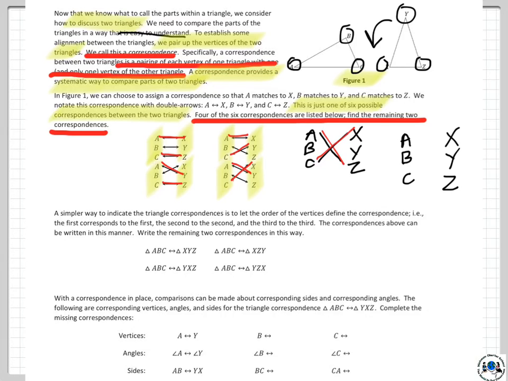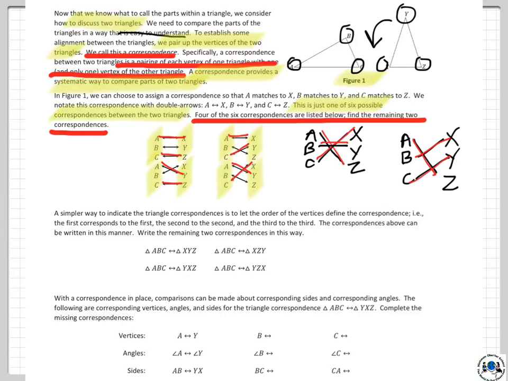How many different ways? 2 different ways. Okay, and then we had boom, boom, boom. So we had that scenario. Next scenario would have been that way. So you had A again with Z, B with X, C with Y. All right, so these are all different correspondences.